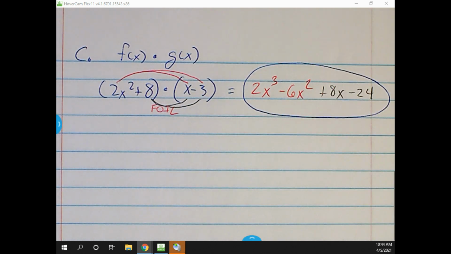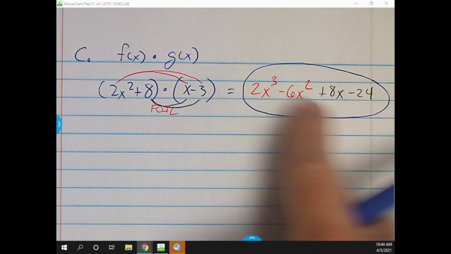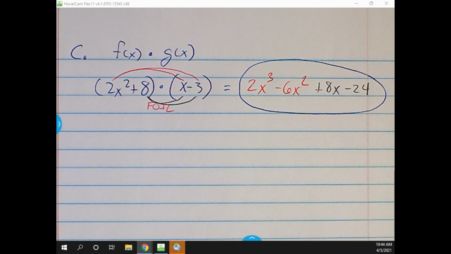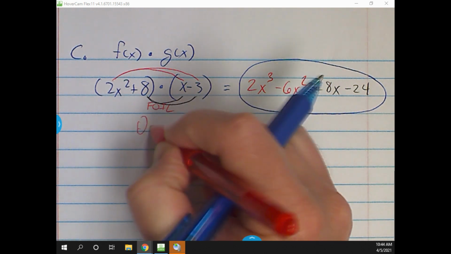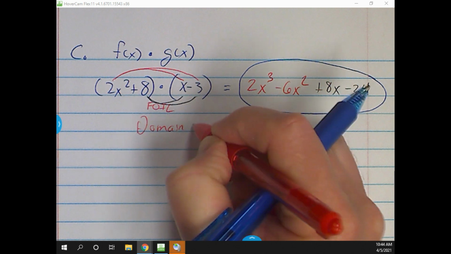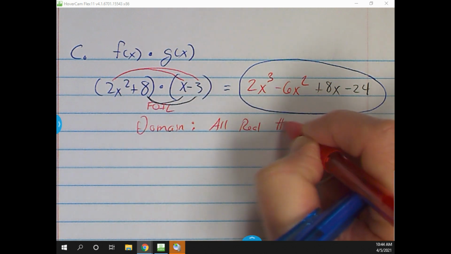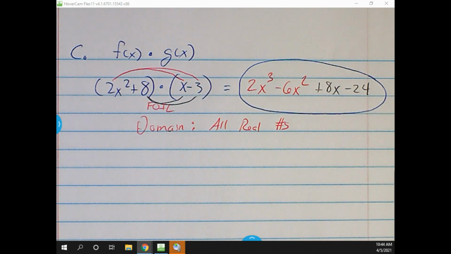Most of the time when you do the full method, usually the middle two terms you can combine together, but this is one of those problems where it just didn't work out that way because of the way the powers matched up. Again, if I ask you for domain, it's just all real numbers. So as long as you don't have fractions, there's nothing you have to exclude. Your answer is always going to be just all real numbers there.